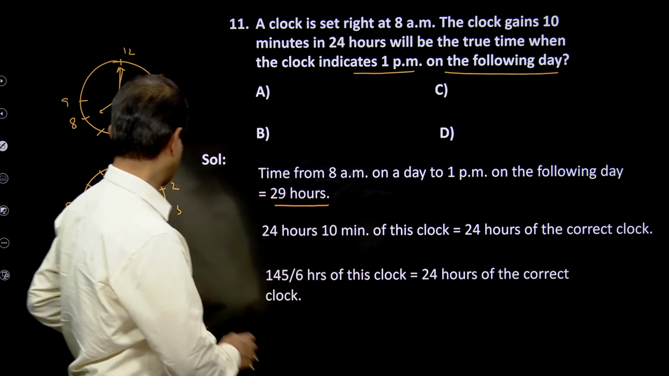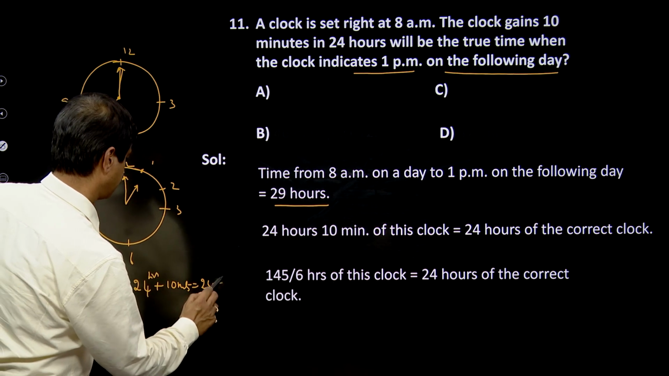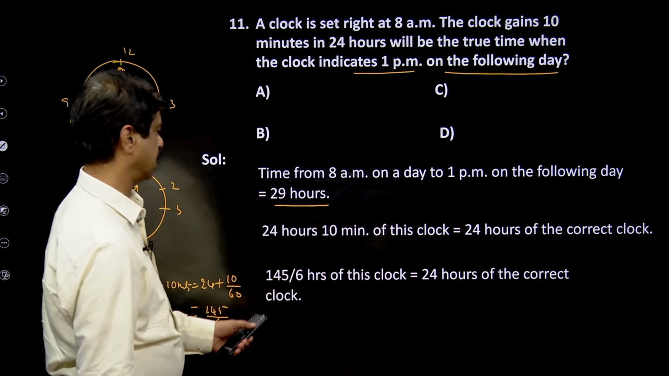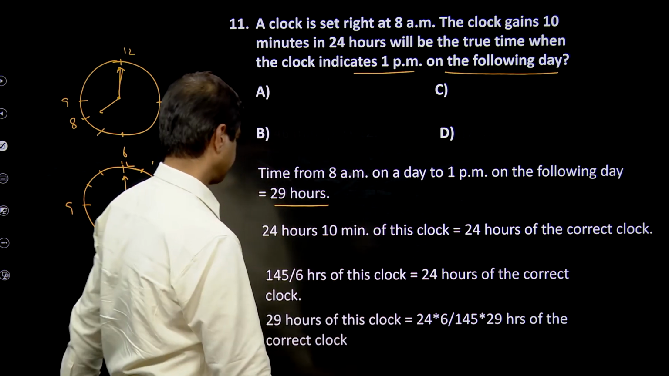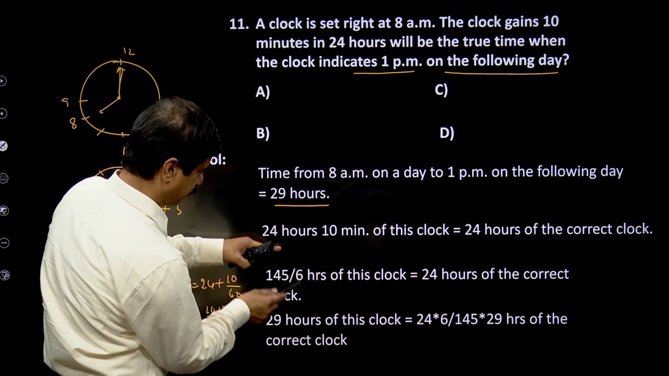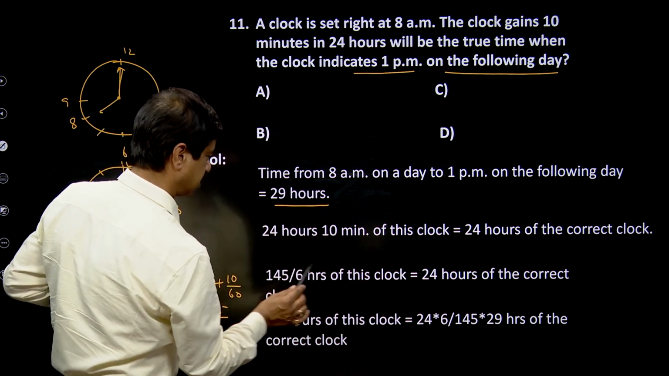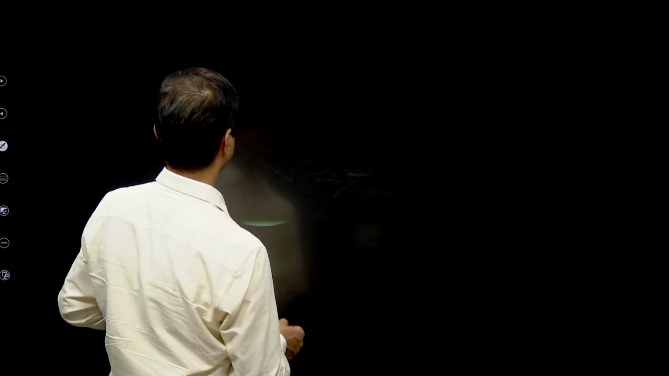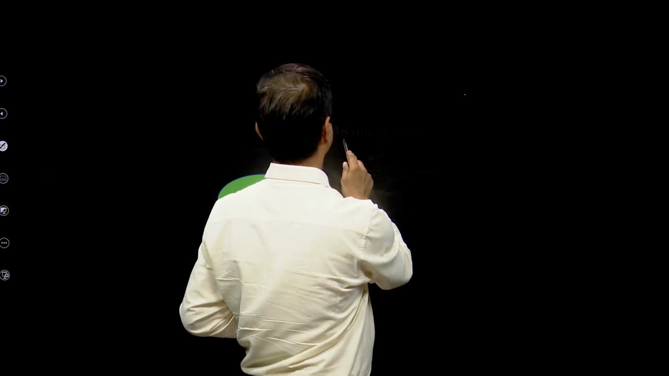So 10 minutes is what? 24 plus 10 by 60 hours. So this is 145 by 6. That is what we are getting, of this clock is 24 hours of the correct clock. 29 hours of this clock is what? Actually we should divide 24 by this into 29. 24 divided by this into 29 will give you the correct clock. So that is equal to how much? That is equal to 28 hours 48 minutes of the correct clock. Therefore, the correct time is 48 minutes past 12, option A. Okay. So please.